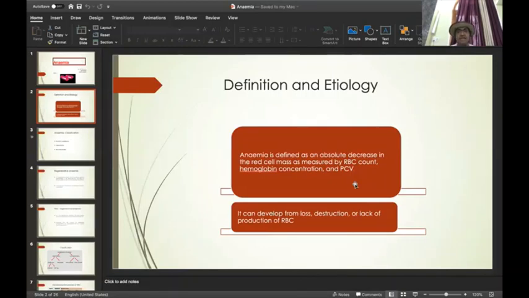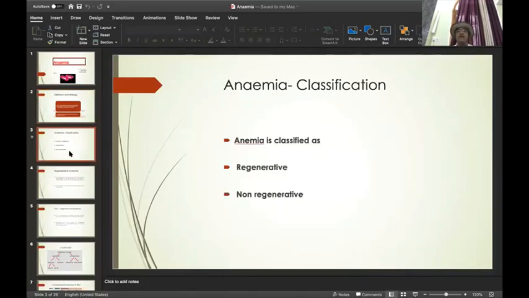That is a very, very dangerous condition. Lack of production of RBC, we will see later on what are the factors that may lead to that. We will now discuss the types of anemia, that is, regenerative and non-regenerative anemia, on this basis.